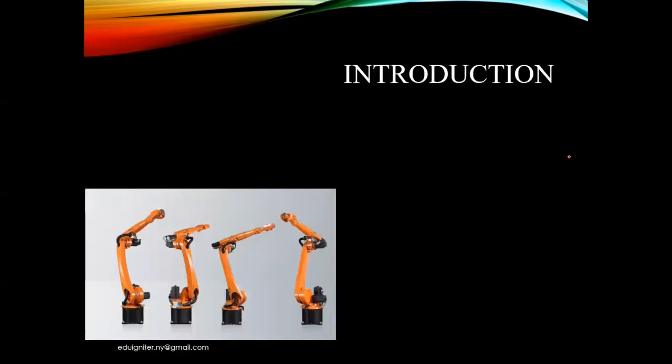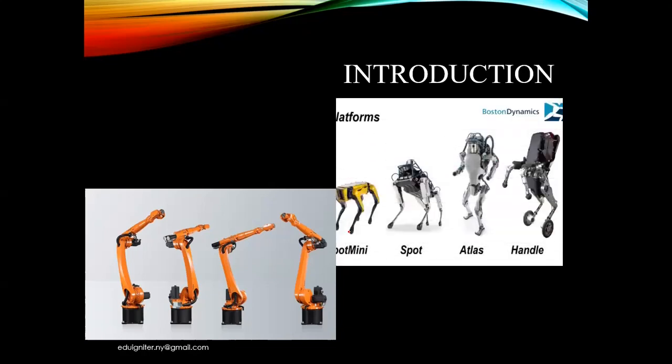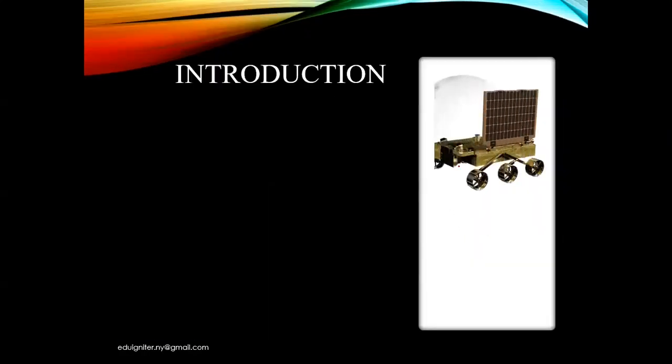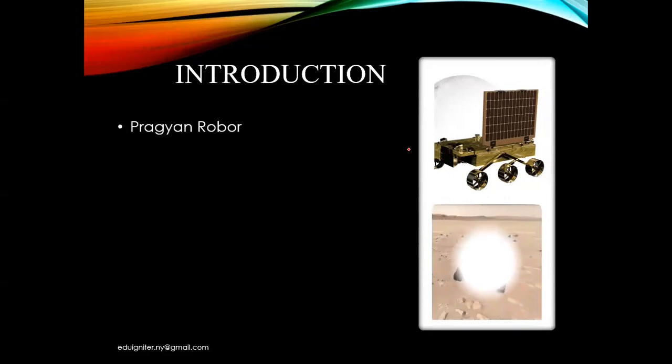Robots may be used for industrial purposes and are also used for some other special purpose applications. This image shows an industrial manipulator, which is inspired by the human arm, and this image shows some robots which are inspired by animals. Next are special purpose robots. This is the Pragyan rover built by ISRO for the moon mission, and this one is the Perseverance rover built by NASA for the Mars mission.